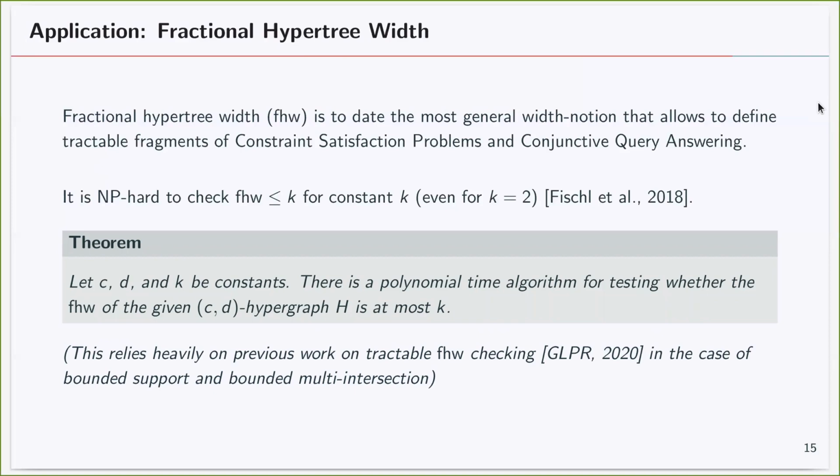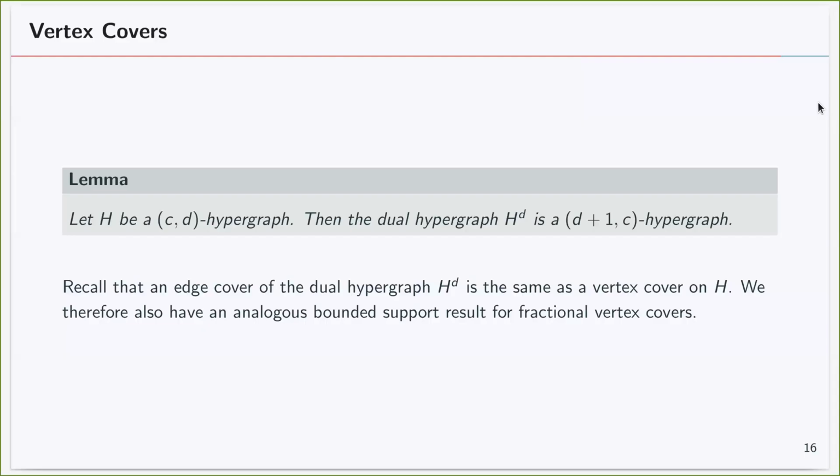And so using our main result from before, we can state the following. So if C, D and K are constants, then there is a polynomial time algorithm for testing whether the fractional hypertree width of a CD hypergraph is at most K. Alternatively, we can state that the fractional hypertree width checking problem for some constant K is tractable for hypergraph classes of bounded multi-intersection. So, and finally, there's also an interesting relationship to vertex covers, or to fractional vertex covers.